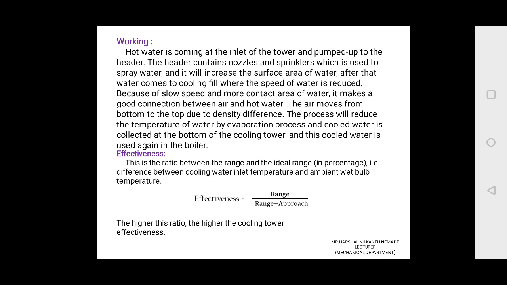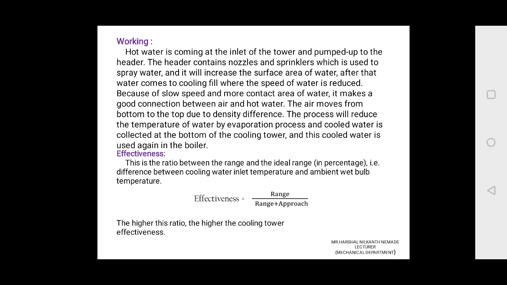Working: hot water is coming from the inlet of the tower and pumped up to the header. The header contains nozzles and sprinklers which are used to spray the water, and this increases the surface area of the water. After the water comes to the cooling fills, the speed of the water is reduced. Because of slow speed and more contact area of the water, it becomes a good contact between the air and hot water.